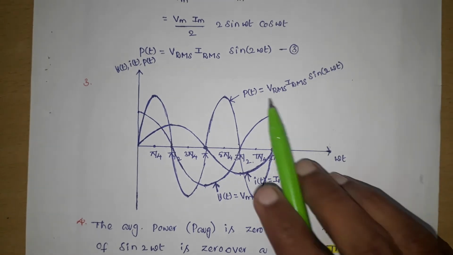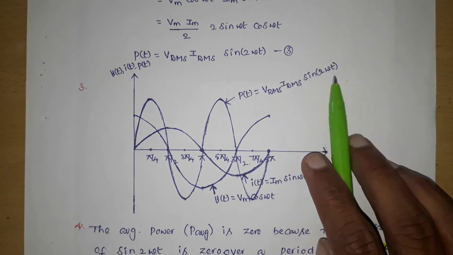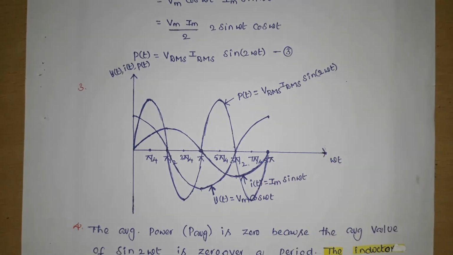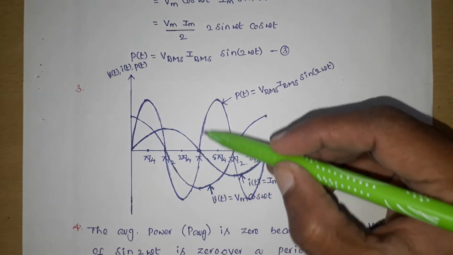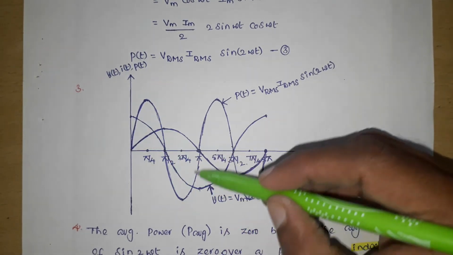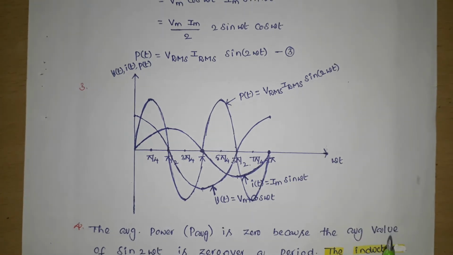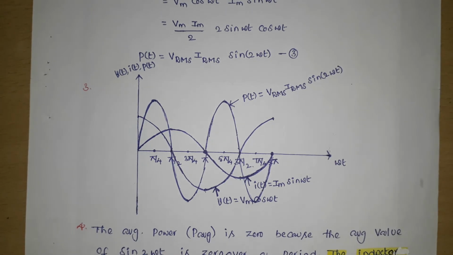Here the mathematical expression for p(t) is Vrms Irms sin 2 omega t. Here also, if the voltage or current completes one cycle, the power waveform completes 2 cycles. This is one cycle and this is one cycle. So the current completes one cycle and the power in the inductor completes 2 cycles. So here also the frequency of the power waveform is twice the frequency of the current or voltage.